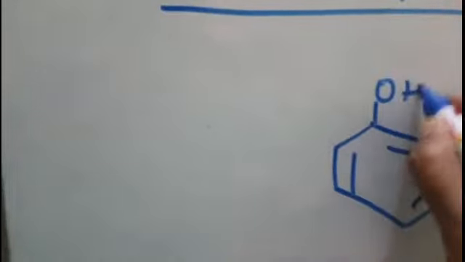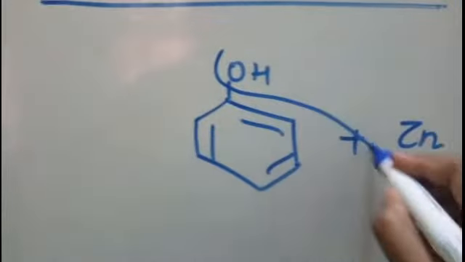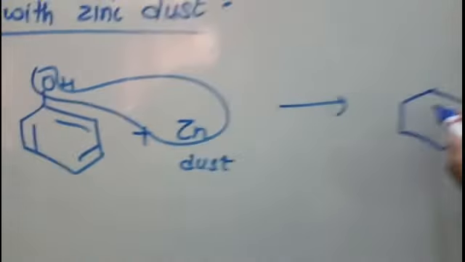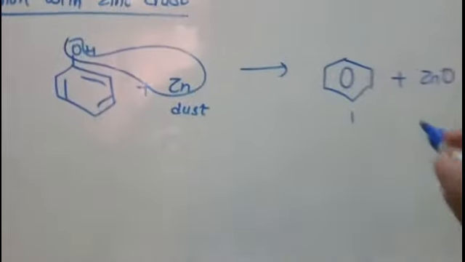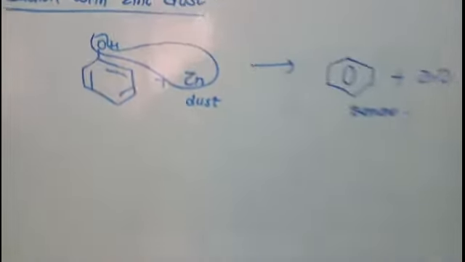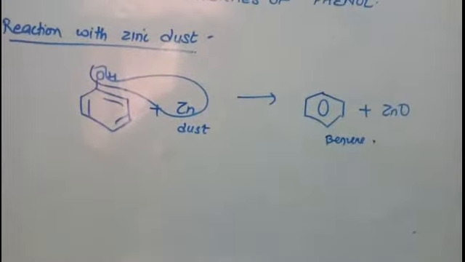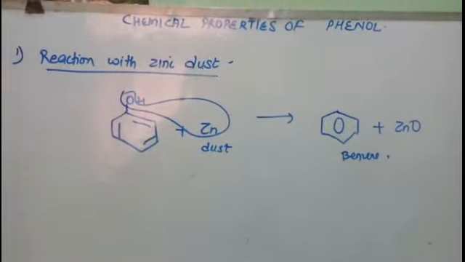It's a very important reaction. They react with zinc dust, and zinc oxide, ZnO, is released and benzene is formed. You can see here that zinc oxide is released and benzene is formed. Therefore, this reaction is very important to convert phenol directly to benzene. It's a very easy reaction. When phenol reacts with zinc dust, benzene and zinc oxide are formed.